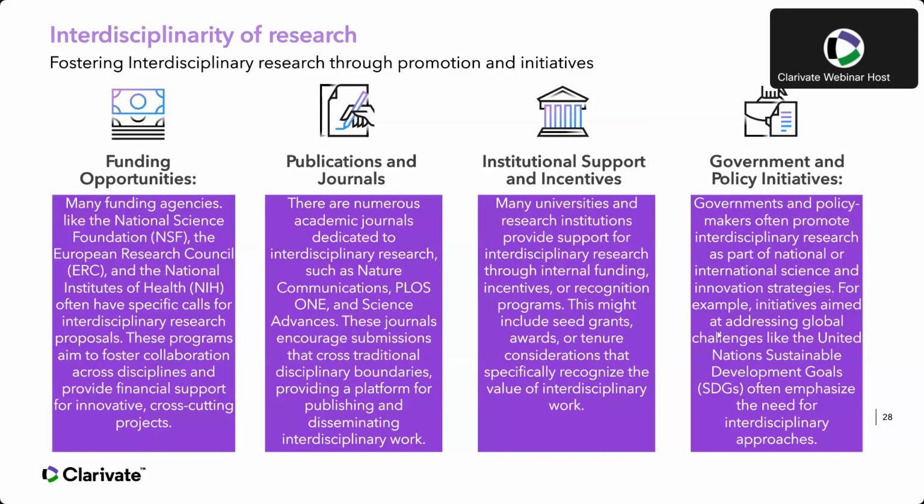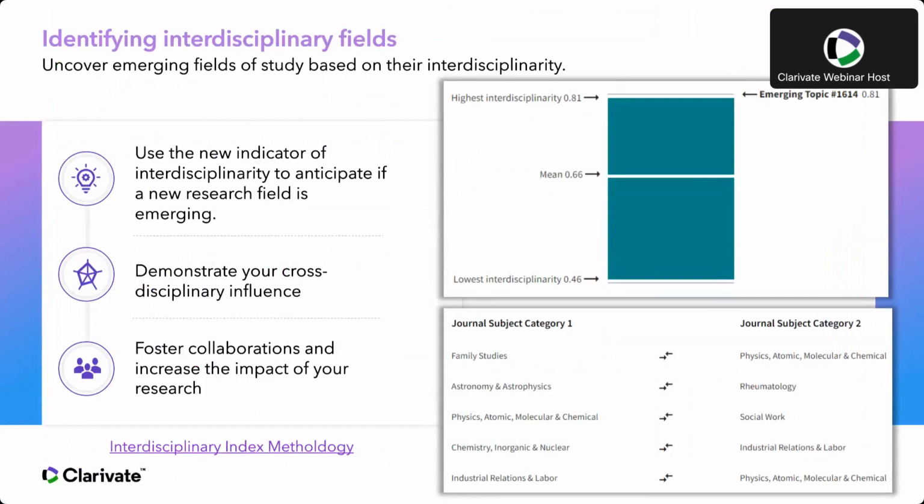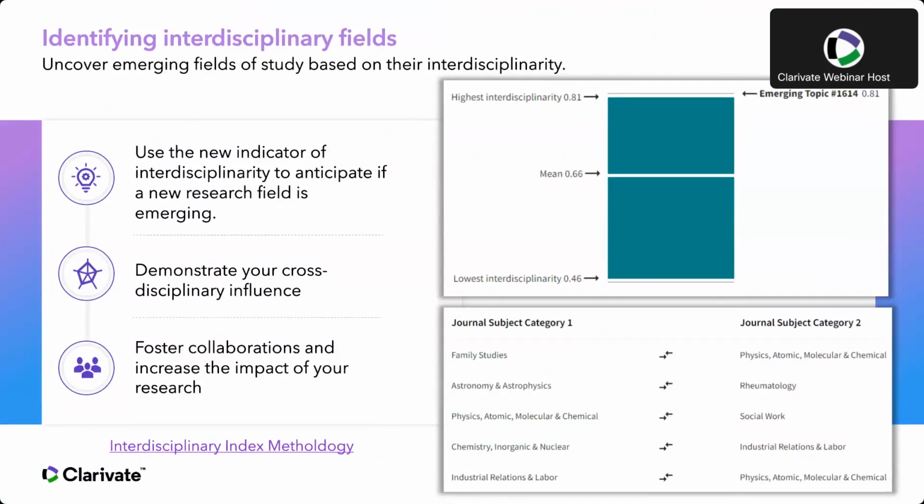So I talked about the SDGs. That's also something we are very much aware of in academia, where academia has an important role to play to address those goals. So again, you've seen that. If I take a topic, I can sort on the interdisciplinarity index, and I'll find the topic that has the highest interdisciplinary level in that category.